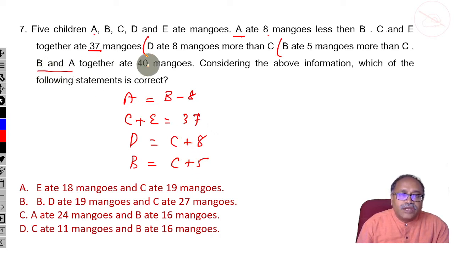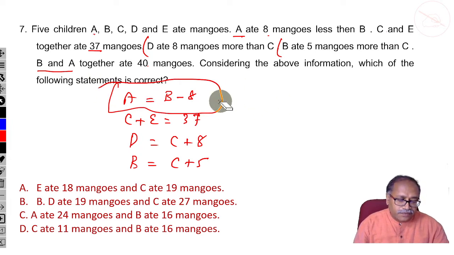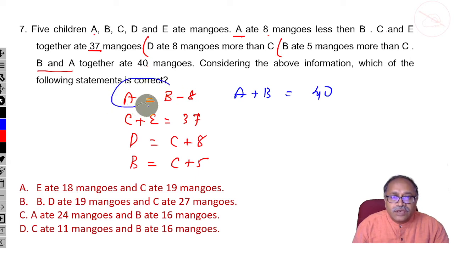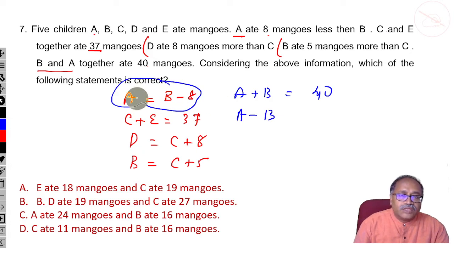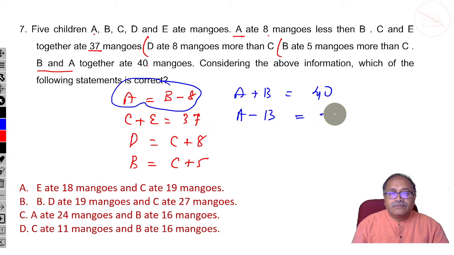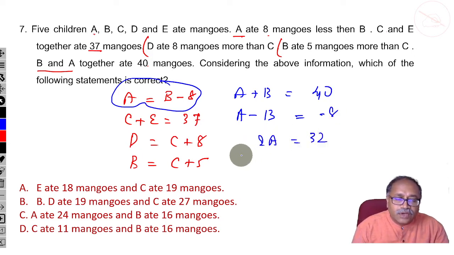B and A together 8. A relation comes here. In parallel to this, write down the other information here, that A plus B is given to us as 40, and solving this, A minus B is equal to minus 8. Now when I add up these two, I will get 2A, which is equal to 32, then A is equal to 16.